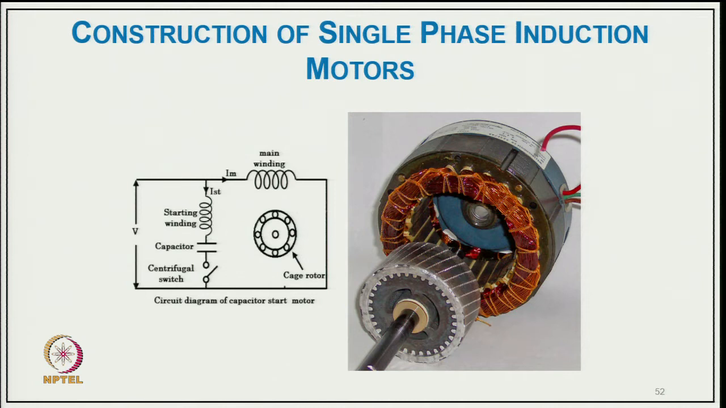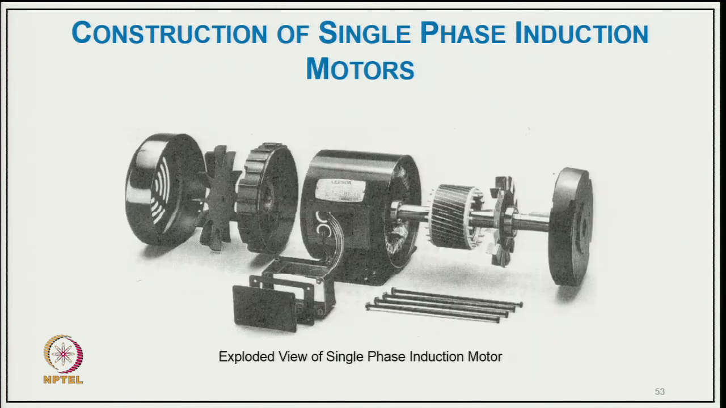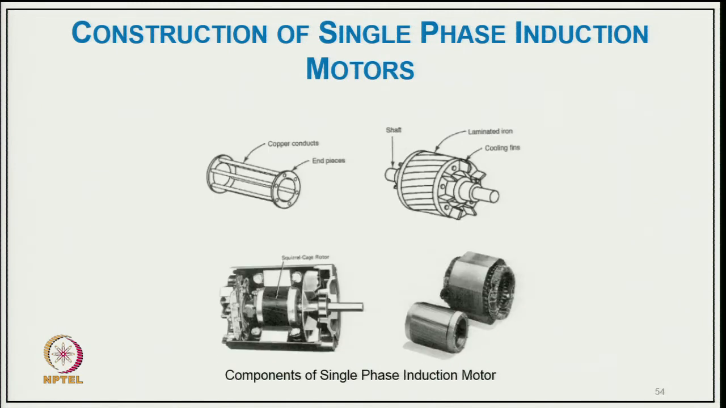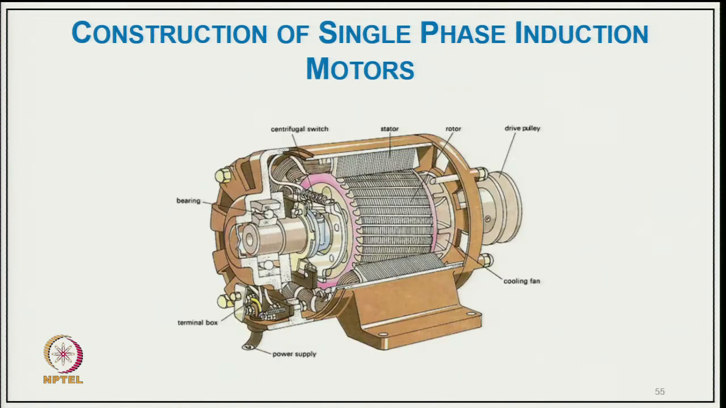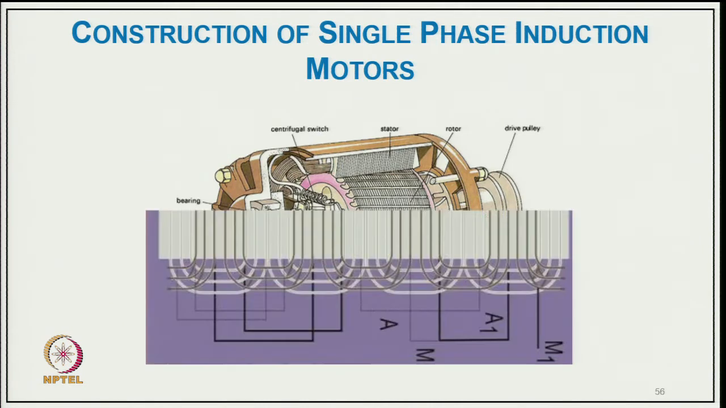So, this we call capacitor starting winding, is only for the purpose of starting. Another is your typical exploded view of this single phase induction motor. You can see different parts: cage rotor, then the winding and other parts, the nameplate. Then the components of this single phase induction motor and a cutaway of this single phase induction motor.